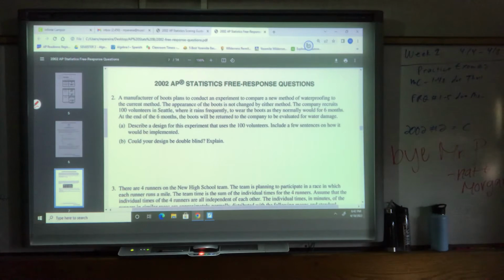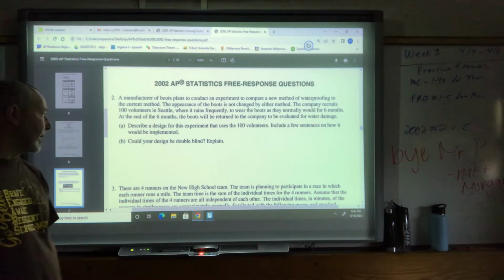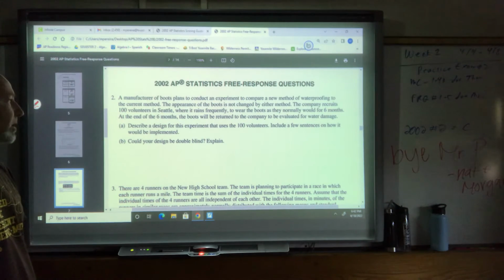At the end of the 6 months, the boots would be returned to the company to be evaluated for water damage. Okay, describe a design for this experiment that uses 100 volunteers, include a few sentences on how it would be implemented, and then could our design be double blind?